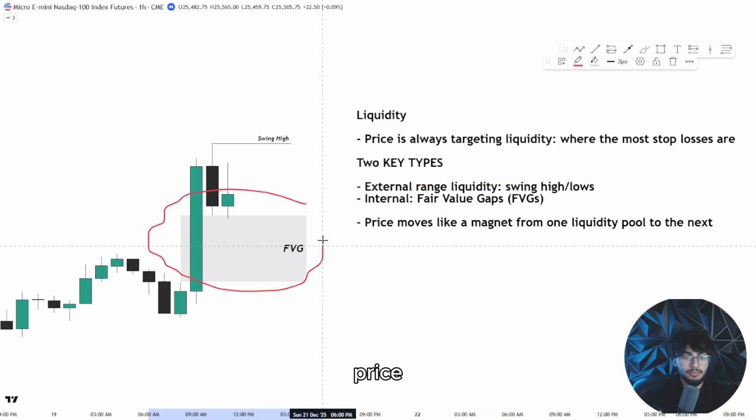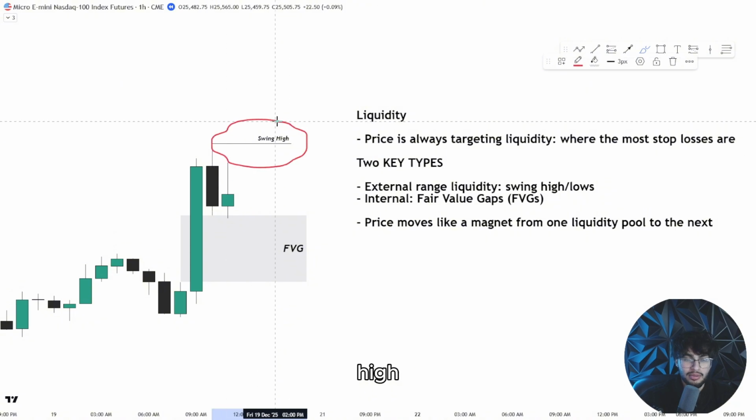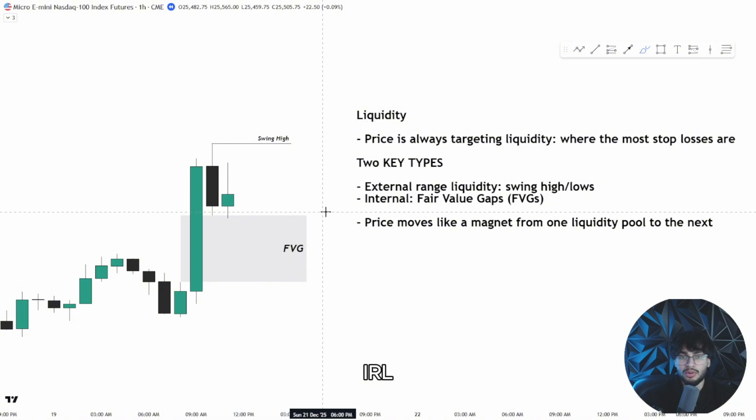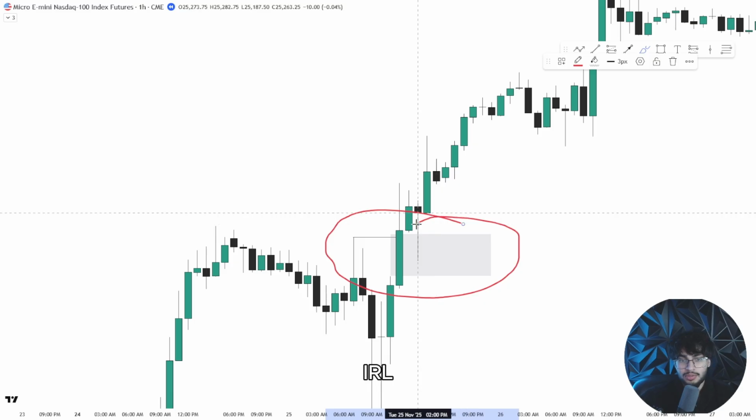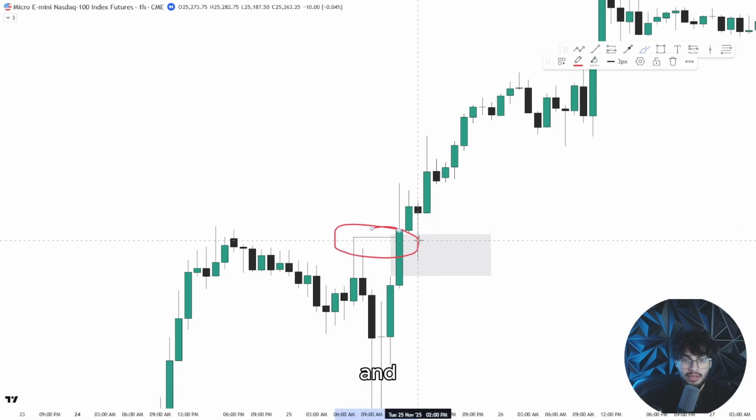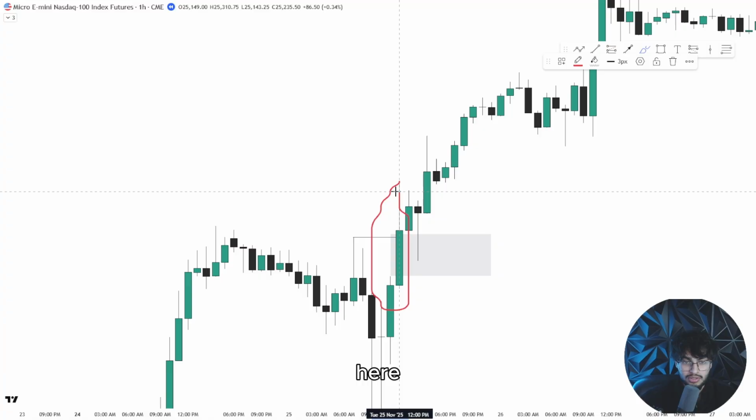Let's say, for example, price taps into this fair value gap. The next liquidity pool is going to be the swing high. That's what ERL to IRL actually means. And this is an example of ERL to IRL. We form the swing high and we form this 15-minute fair value gap right here. And price sweeps out that high and taps into this fair value gap. And what is next is this swing high right here.